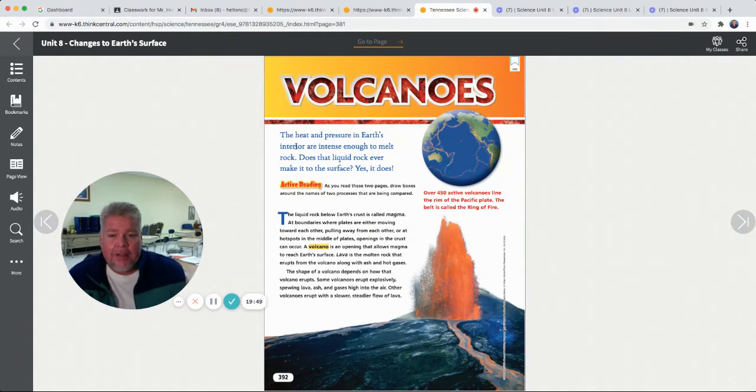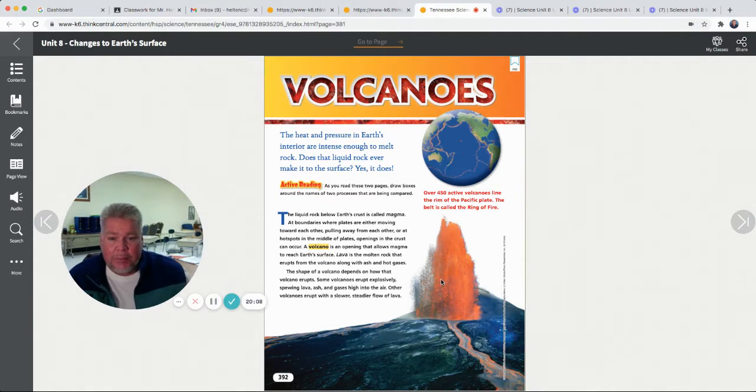Volcanoes. The heat and pressure in Earth's interior are intense enough to melt rock. Does that liquid rock ever make it to the surface? Yes, it does. There's some of it right there. The liquid rock below Earth's crust is called magma. We might call it lava sometimes too, but the scientific word is magma.